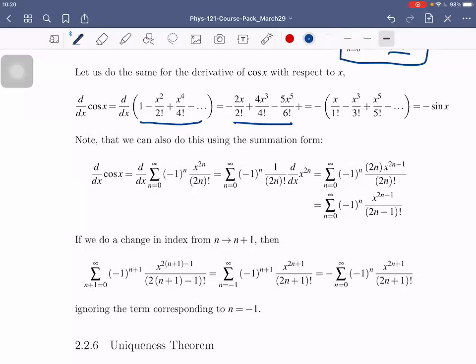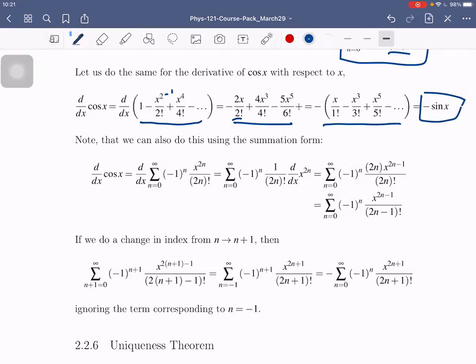The derivative of 1 is 0, so that's gone. Now we have the derivative of negative x squared over 2 factorial. It stays negative. Then the 2 comes down, subtract one, and it becomes just x, still over 2 factorial. Similarly, the next one would be 4 times x cubed over 4 factorial, and so on. So you can factor out the negative. Then you have this, which is the same as negative sine x.